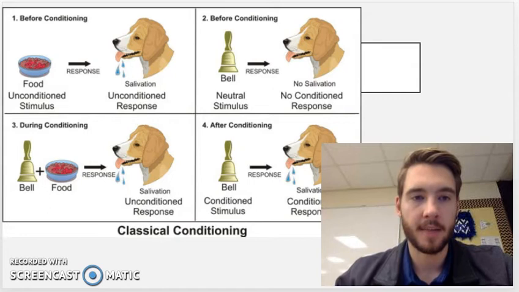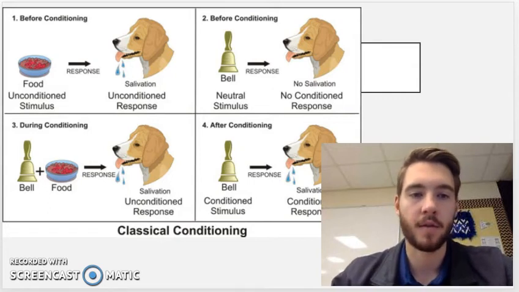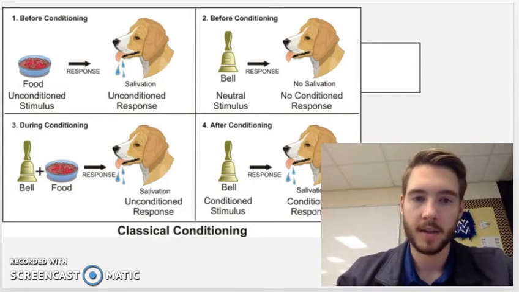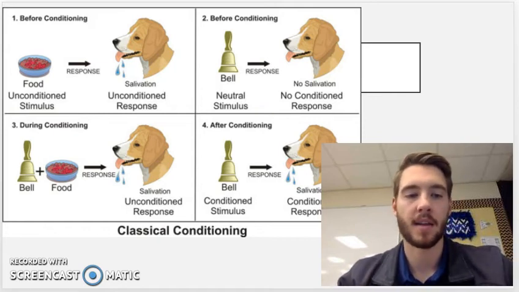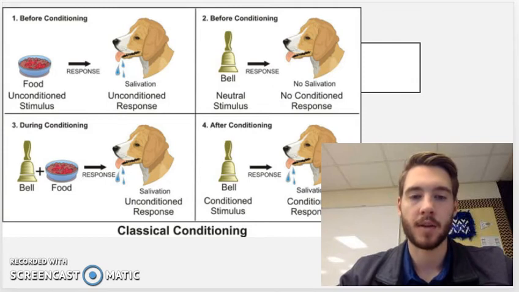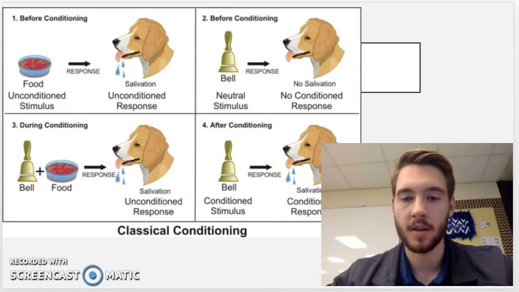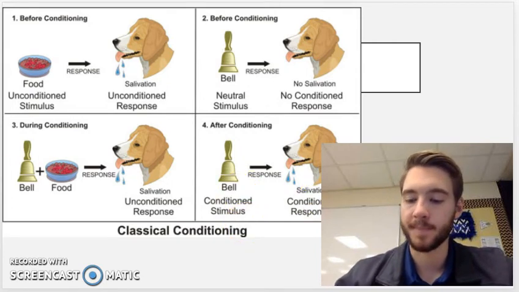And here is that example. Before conditioning, you have the food, which is the unconditioned stimulus, causes salivation, the unconditioned response. Also, before conditioning, the bell does nothing. It doesn't cause the dog to do anything. During conditioning, in box 3, it shows them pairing the bell with the food, which elicits the unconditioned response. And if you do that enough times, the bell alone will start to cause the dog to salivate all on its own.